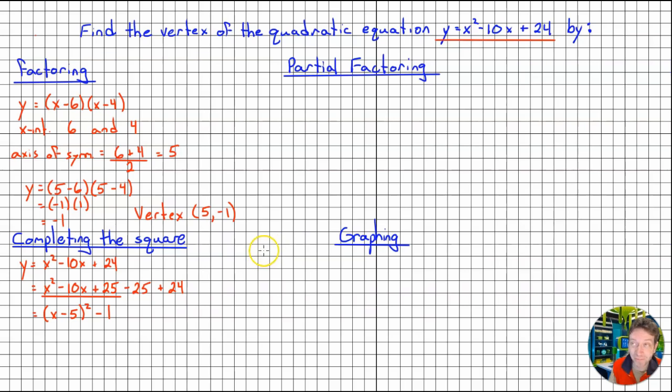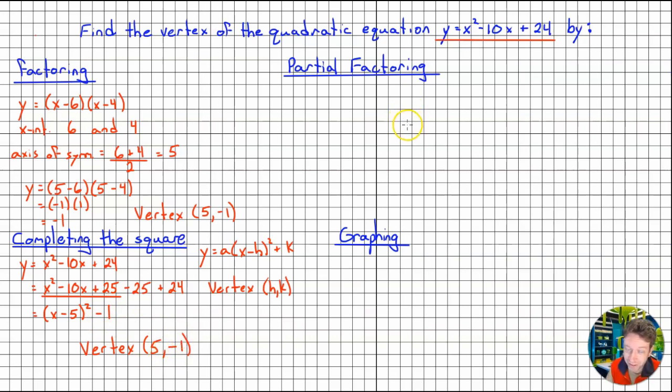Well, if you know from vertex form, which is y equals a times x minus h squared plus k, our vertex has the coordinates h, k. So in this case, our vertex is, h is 5, and k is negative 1.